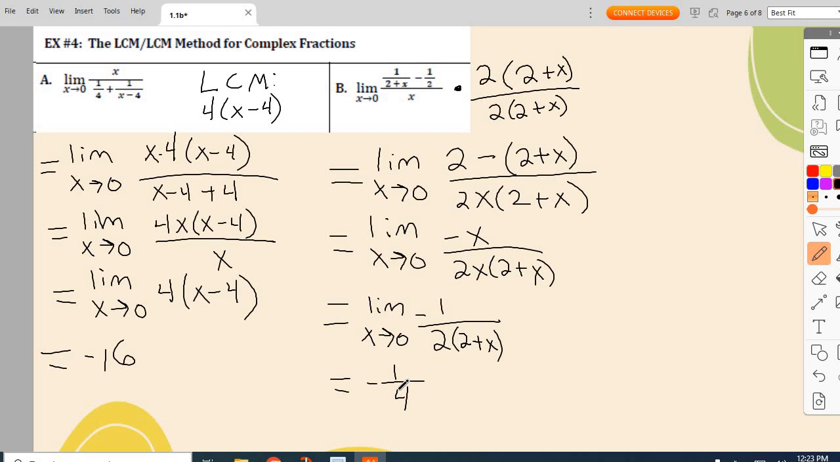Be careful about distributing that negative on top. Yes, we do have to do that. Just don't forget that.